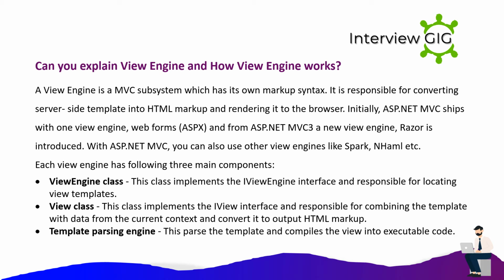A View Engine is an MVC subsystem which has its own markup syntax. It is responsible for converting a server-side template into HTML markup and rendering it to the browser. Initially, ASP.NET MVC ships with one view engine, Web Forms (ASPX), and from ASP.NET MVC 3 a new view engine, Razor, is introduced. With ASP.NET MVC, you can also use other view engines like Spark, NHaml, etc.